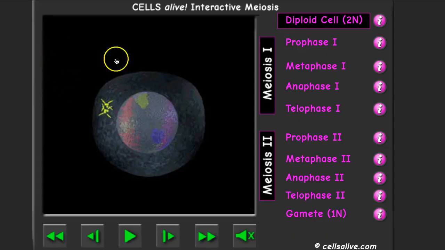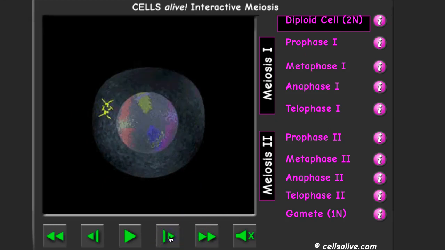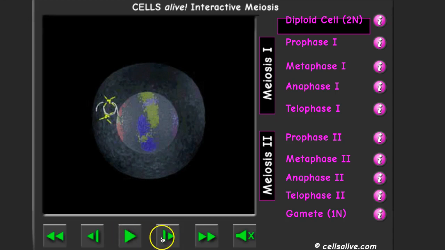So Cells Alive, yes, they use Comic Sans. Don't hold it against them. I apologize for that. It's my least favorite font on the planet. It's a nice little click-through-y thing. So you're going to hear my mouse click a few times because I can't do it with the keyboard. But what it does is it's going to take you through each step of meiosis.